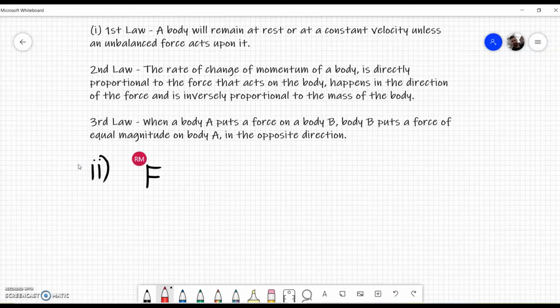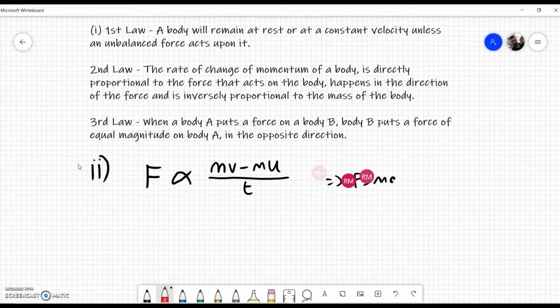The force is directly proportional to the rate of change of momentum. A change of momentum is mv minus mu, with mv being the final momentum, mu being the initial momentum. And because it's the rate, we divide it by time. So what do I do with this? I need to ultimately get this looking as F is equal to ma. That's what I'm looking for as my final point.